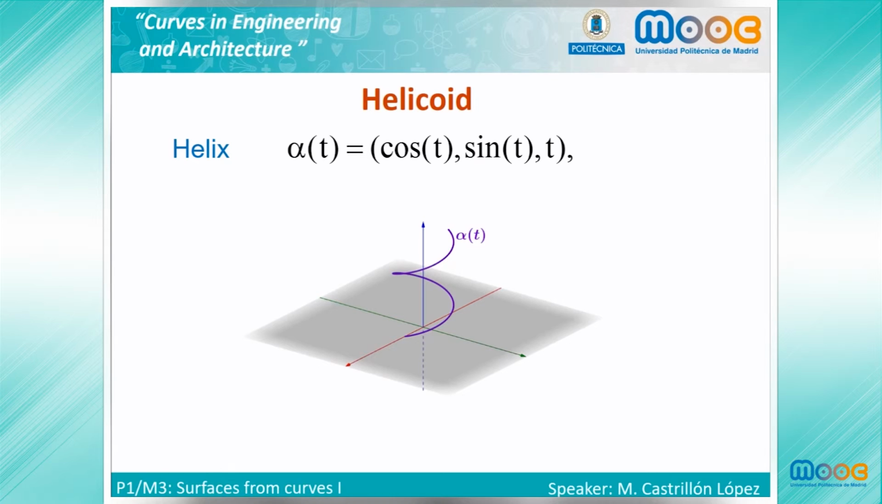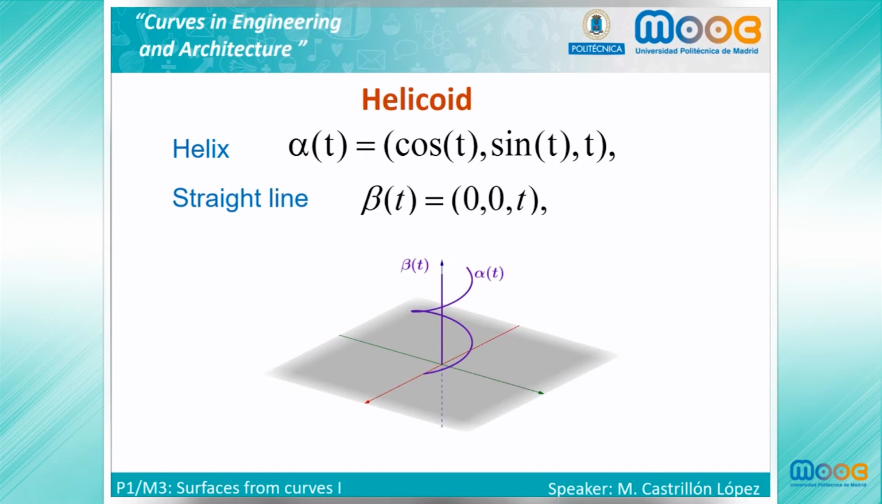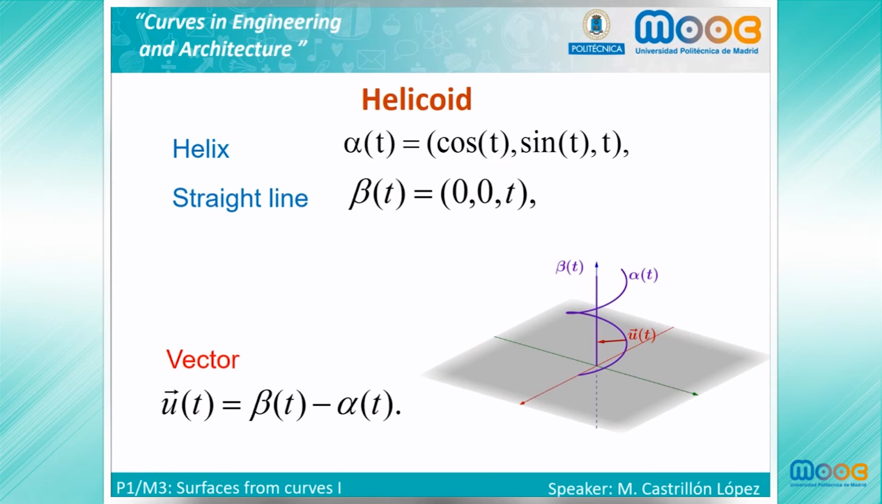We now construct another example of this kind of parametrization, the helicoidal surface. We begin with a circular helix, cosine t, sine t, and t, and a parametrization of its axis, 0, 0, t. That's the straight line beta. The vectors joining points of the helix and the axis are the vectors u of t equals beta of t minus alpha of t.